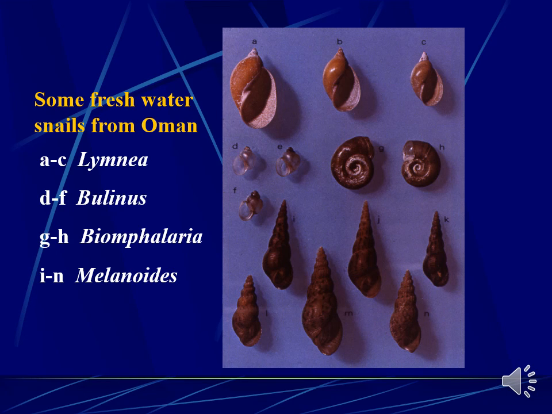Here, these are fresh water snails from Oman. The upper three, A, B, C, are Lymnaea snails, and Lymnaea are intermediate hosts for Fasciola, and we have two important Fasciola species, mainly infecting animals. These are Fasciola hepatica and Fasciola gigantica. Sometimes human infections can happen by these two parasites. The tiny small snails are known as Bulinus wrighti, D, E, F, and usually they are the intermediate host for Schistosoma haematobium.